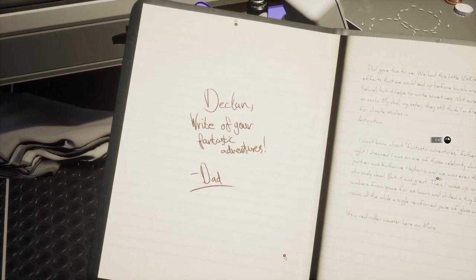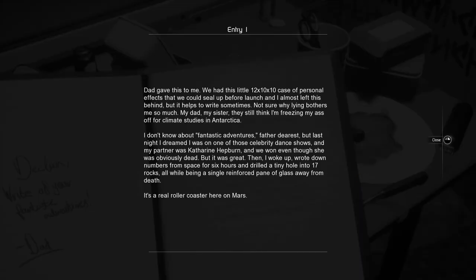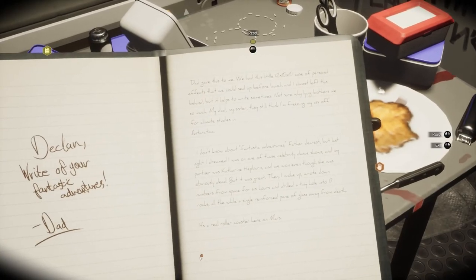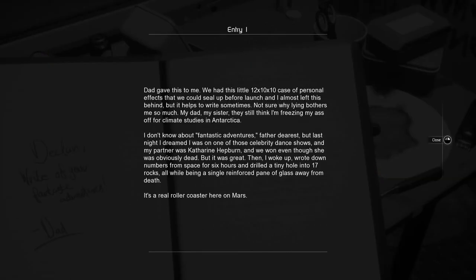Declan, write of your fantastic adventures, Dad. Okay, I have to... I'm not going to be able to read this like that, so I have to enable the transcript. Dad gave this to me. We had this little 12 by 10 by 10 case of personal effects that we could seal up before launch, and I almost left this behind, but it helps to write sometimes. Not sure why lying bothers me so much. My dad, my sister, they still think I'm freezing my ass for climate studies in Antarctica.